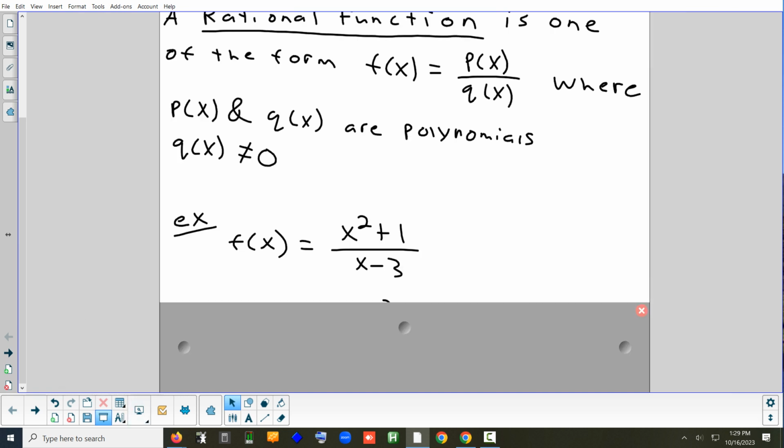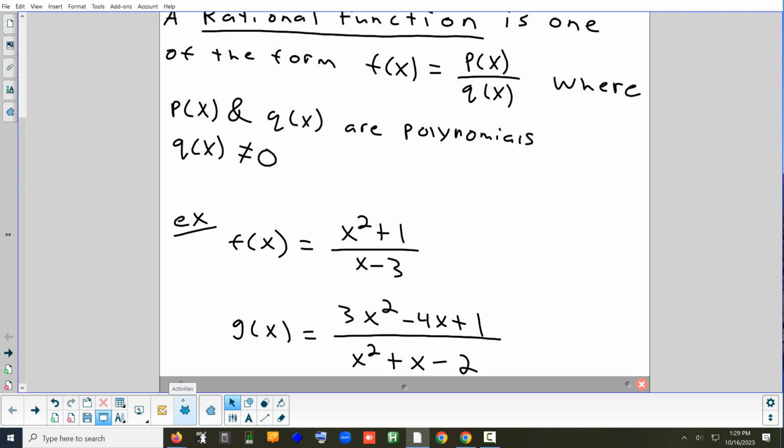Let's see. There's another one. I'm not going to do anything special with these. I'm just showing you examples. The top one is a polynomial. And what's the highest exponent in the top one for g of x? 2. And that makes it a quadratic. Yeah, so that's a quadratic in the numerator. And what kind of polynomial is in the denominator? Yeah, another quadratic. So those are examples of rational functions. Polynomial in the top, polynomial in the bottom. Any questions, or anyone want to see like another example?